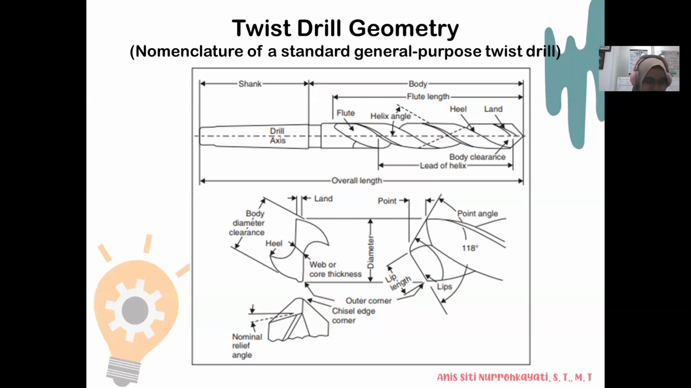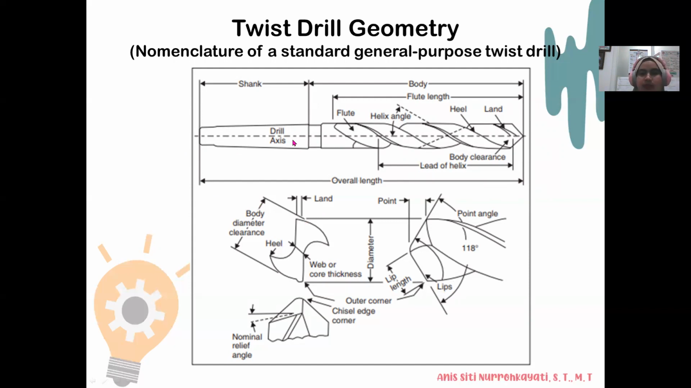The first is the drill point or dead center. This is the body, and this is the shank. This is the overall length, from the shank to the tip. Drill axis is the longitudinal center line.